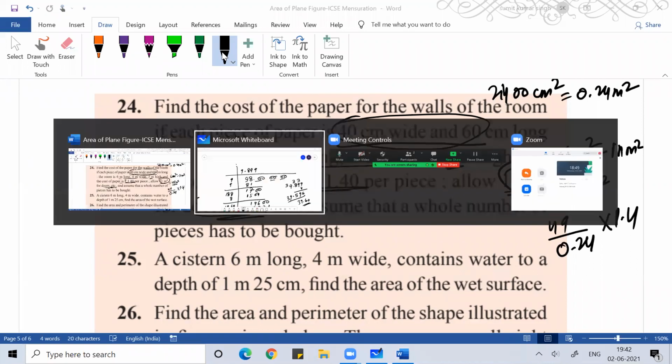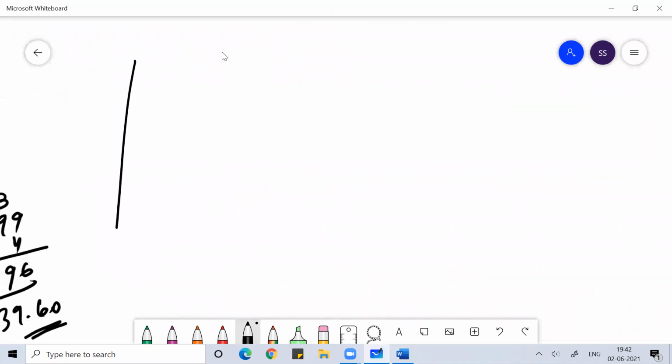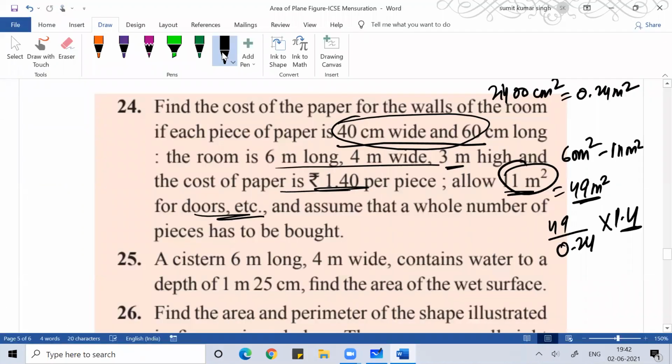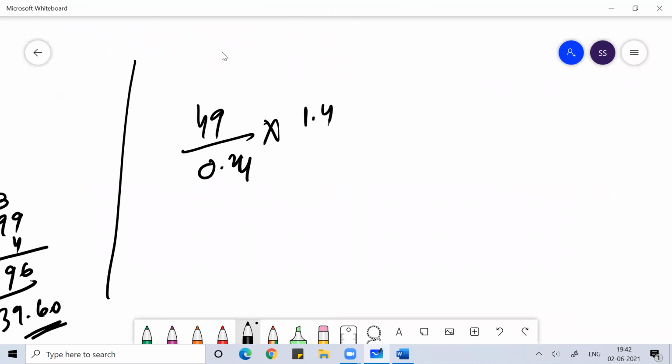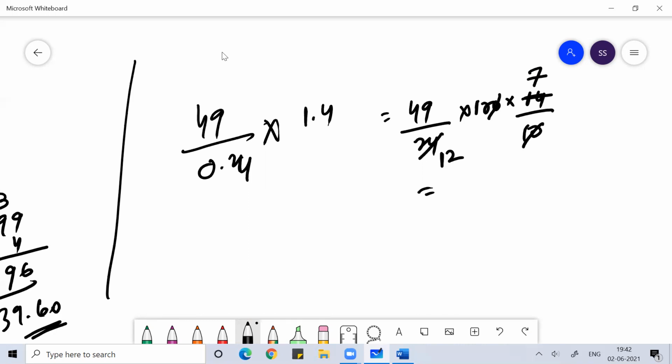So 49 divided by 0.24, into the per piece cost, which is 1.4 rupees. I want the cost, so I'll multiply this by 1.4. So 49 by 24 into 100, into 14 by 10. 10 I can cancel. So this is 287, this is 7, this is 12. 9 sevens are 63, 6 carry, 28 plus 6, 343 by 2.